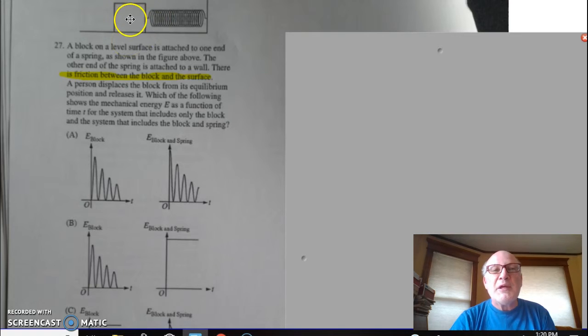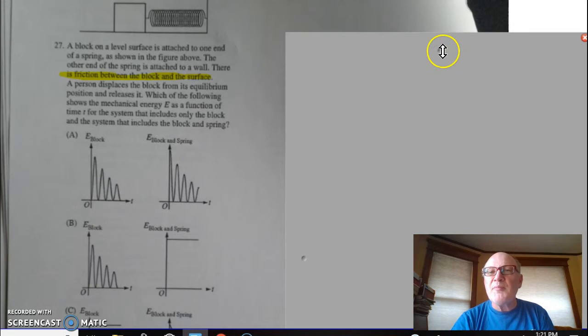So when the block comes through this equilibrium position, the spring should have zero elastic potential energy, and the block should have its maximum kinetic energy. So they're going to swap off one for the other, but the system should eventually come to zero energy. The entire system of the block and the spring should come to zero energy. So when we look at pairs of graphs, we're going to be looking for the energy of the block to be diminishing, but since it only has kinetic energy, there should be moments like this moment right here and this moment right here where the block has zero kinetic energy and is reversing direction.